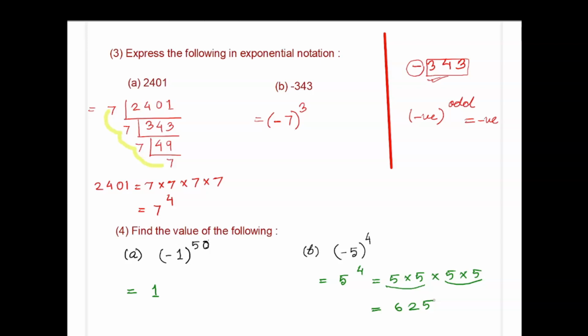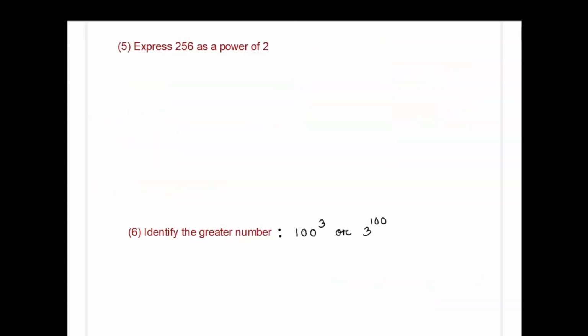Next, children, you just pause the video and write down first. Before writing, you just try to understand. After that only you have to write. Next, what is given? Express 256 as a power of 2. That means here it is distinctly mentioned that it is expressed as a power of 2. That means 2 should be the base, or this number we have to divide by 2 only.